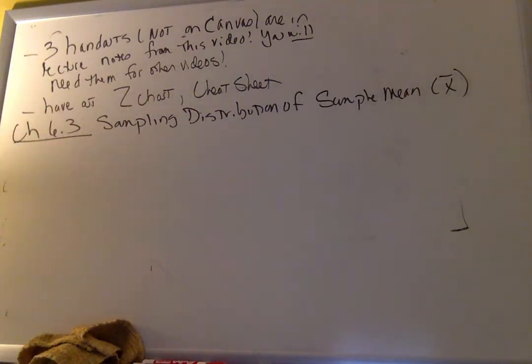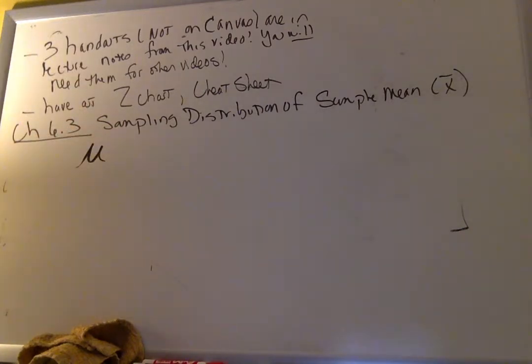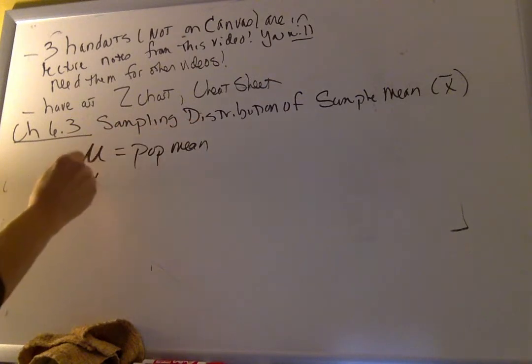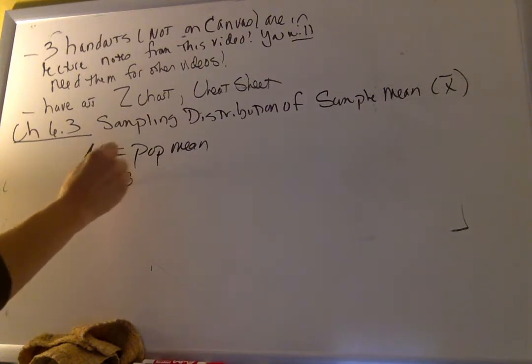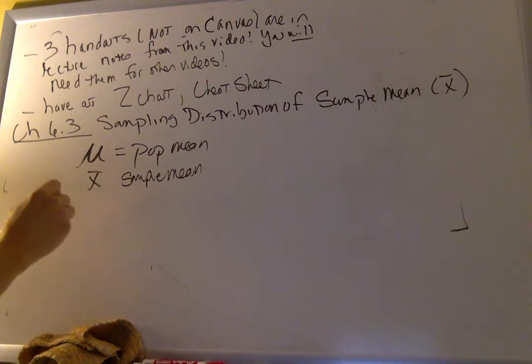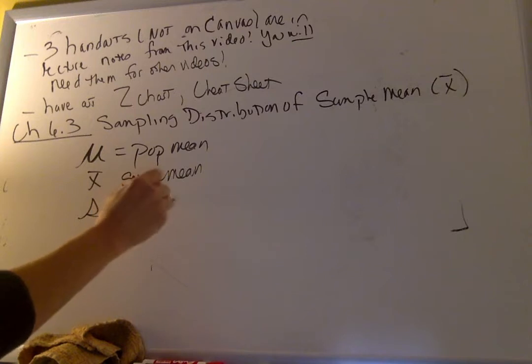Okay. So we're in chapter 6.3, sampling distribution of the sample mean. So particularly at this point, I'm going to be throwing up letters, notation, and I'm going to expect that you know what it means. When I write up mu, you need to know that that stands for the population mean. When I write up xbar, you need to know that stands for the sample mean. When I write up S, that is the sample standard deviation.